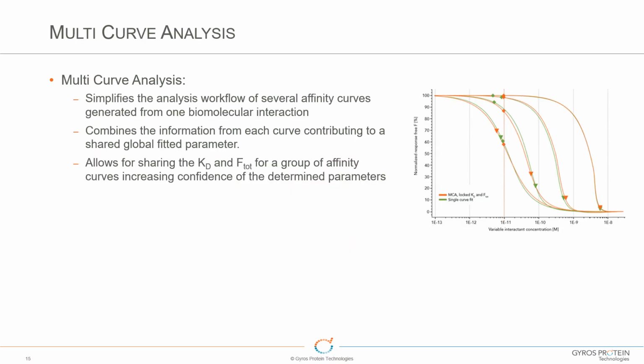So again, this multi-curve analysis with the latest version of the Gyrolab Affinity software module allows you to combine multiple curves to share the KD and the F-tote for a group of affinity curves, and that allows you to make sure you've got good confidence in determining both parameters. Yeah, it improves your calculation of the KD. It basically pulls the parameters together and makes the determination tighter and more accurate. And it's really good because when you're setting up affinity, you're going to run different fixed concentrations, so it allows you to combine these to give you a single KD determination.